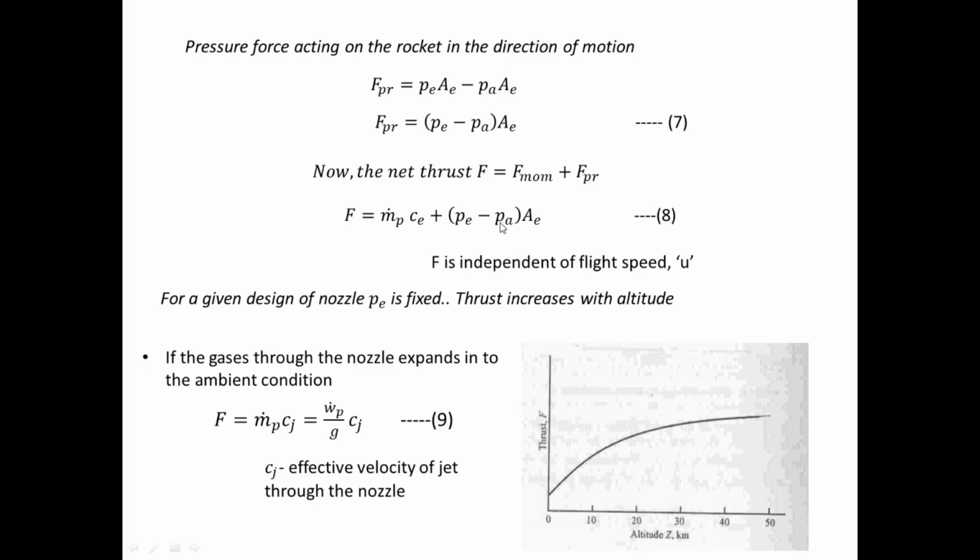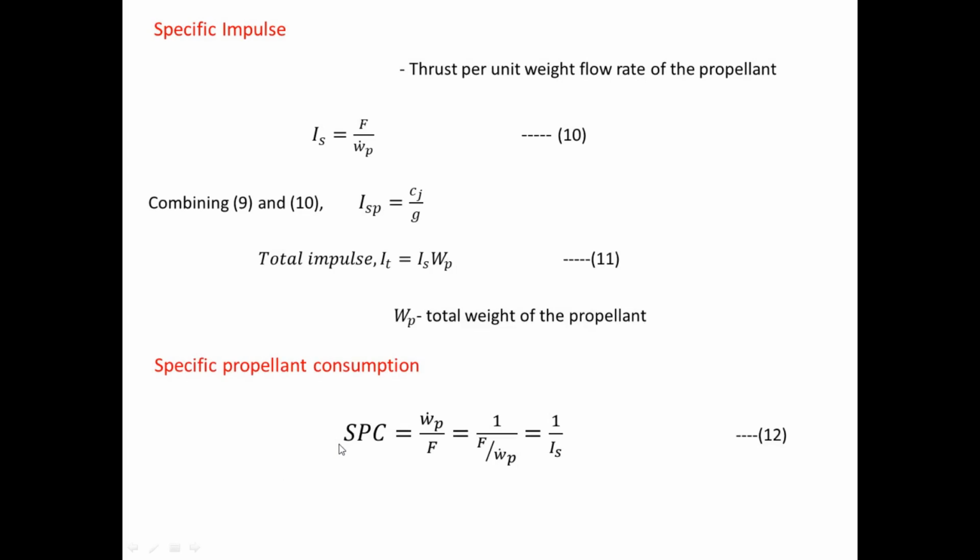The reason is that in outer space, PA will be 0, so maximum thrust will be produced when there is no air pressure. Now if the gases through the nozzle expand into the ambient condition, as I explained in the previous case, if PE is equal to PA, that is complete expansion is happening at the exit of the nozzle, so pressure thrust will be equal to 0. So the total thrust will be equal to m dot p into the exit velocity, normally represented as Cj, that is the effective jet velocity. So F will be equal to m dot p into Cj, or that will be equal to the weight flow rate of the propellant divided by g into Cj.